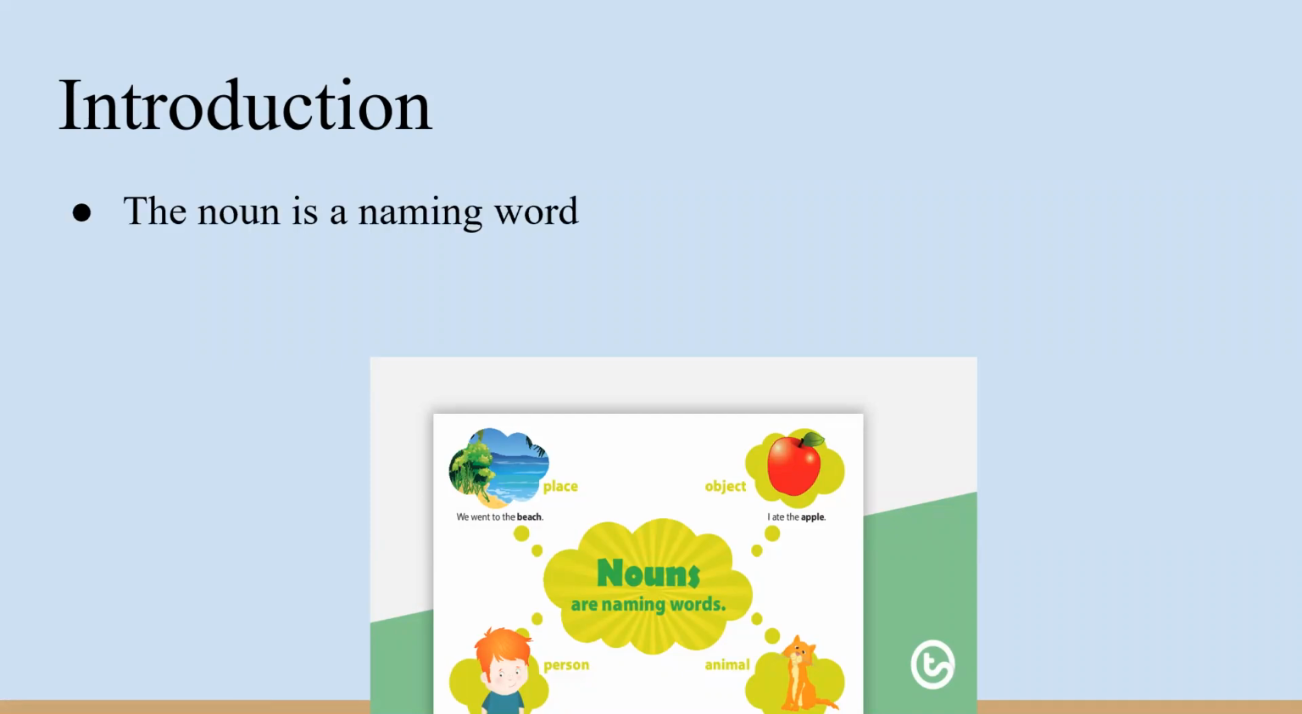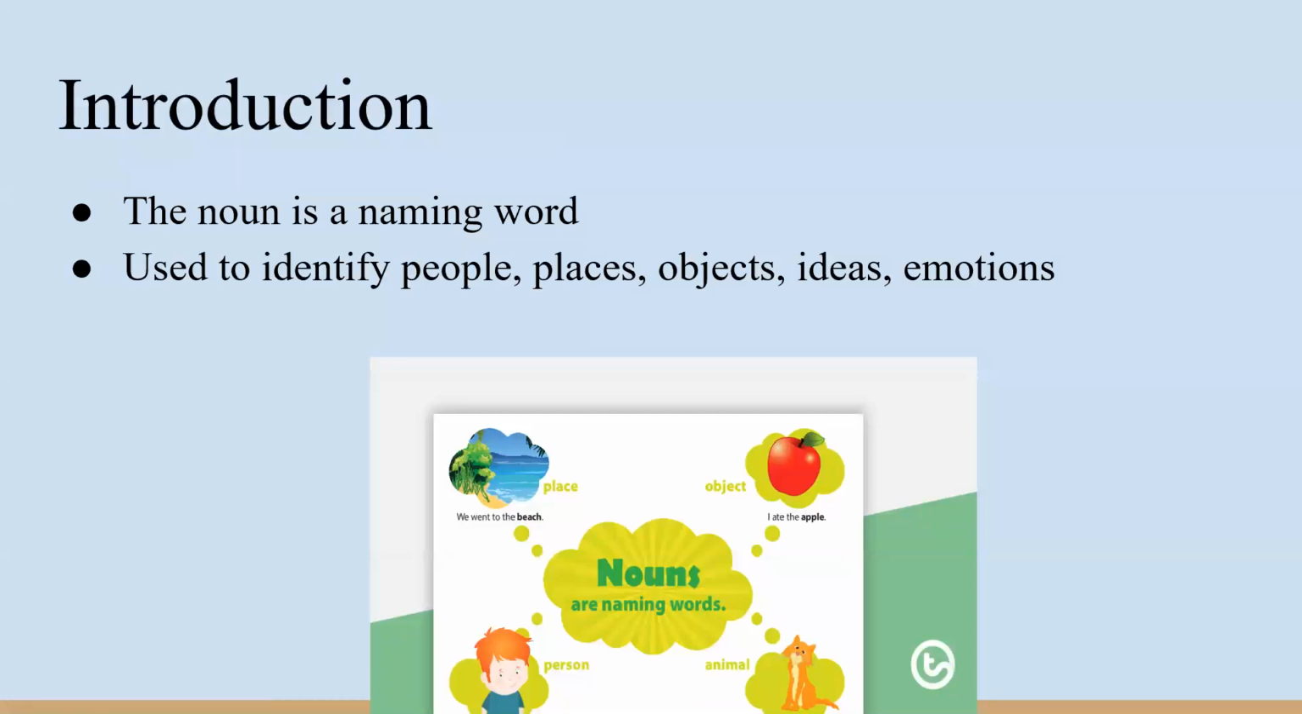A noun is a naming word. It's used to identify people, places, objects, ideas, or emotions. Some examples include Susan and Disney World, and of course, these are just random examples. Most of the words in the whole world are actually nouns.